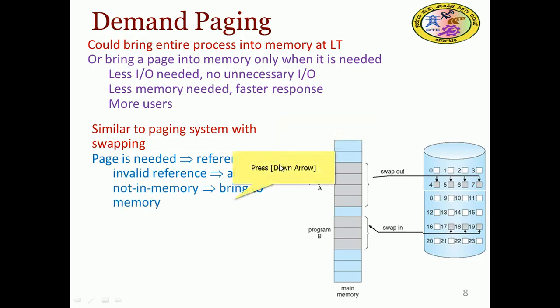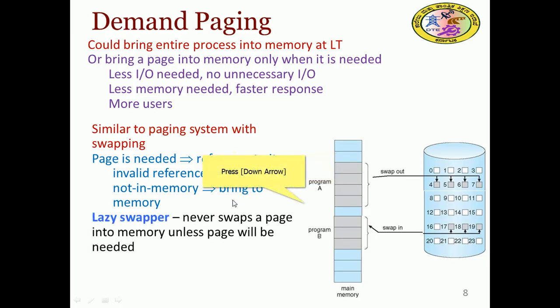An invalid reference we can abort. If it is not in memory, bring it to memory. So abort, and if not in memory, then bring to memory; the pages are valid. Lazy swapper, what we discussed in the previous session: without virtual memory or demand paging, we simply swap the pages, so we can call it a lazy swapper. It never swaps a page into memory unless the page will be needed.